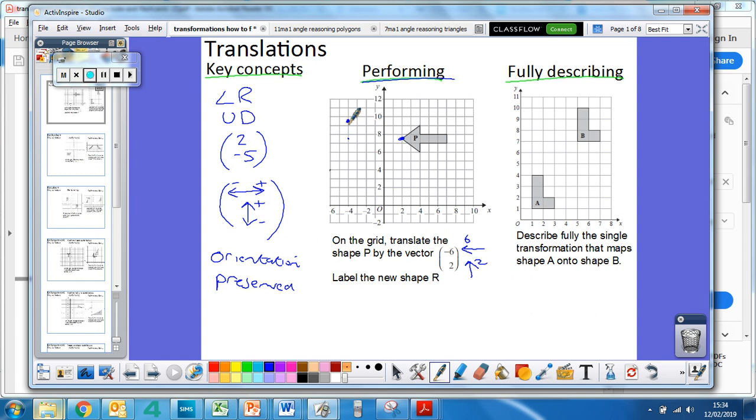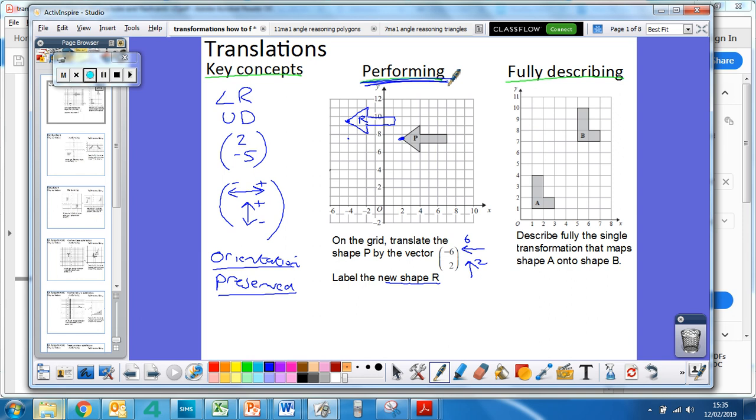Now remember, the orientation is preserved. That means the shape won't spin around or flip around or get bigger or smaller. It's going to stay in the same orientation. So I can now draw the same shape as I can here. So I go across to there, down 1, across here, look, it's 3. 1, 2, 3, comes down 1, across the 3, down 1 here, and then it joins up. And it says here to label the new shape R. So I can put an R on there. And that's how I perform a translation.